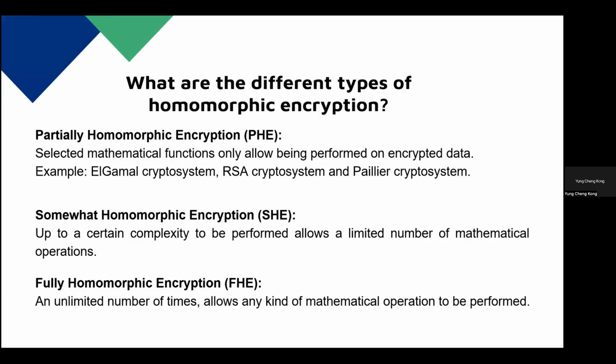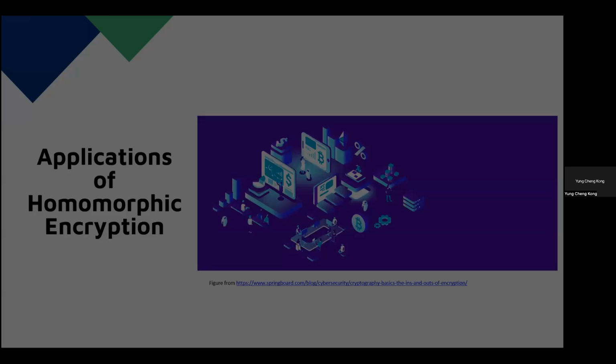There are three main types of HE. They are partially, somewhat, and fully HE. PHE only allows selected mathematical functions to be applied to encrypted data. SHE allows a certain amount of mathematical operations to be performed a limited number of times, while FHE allows any kind of mathematical operation to be performed an unlimited number of times.